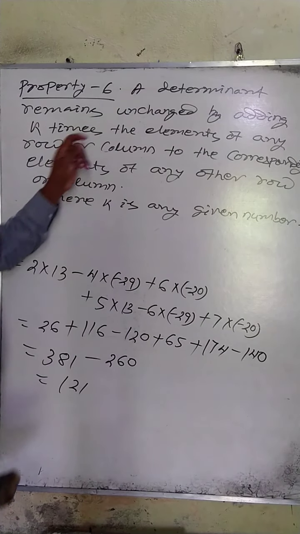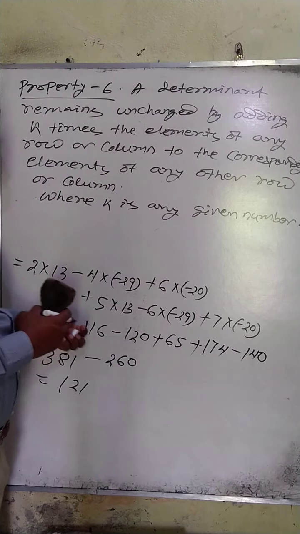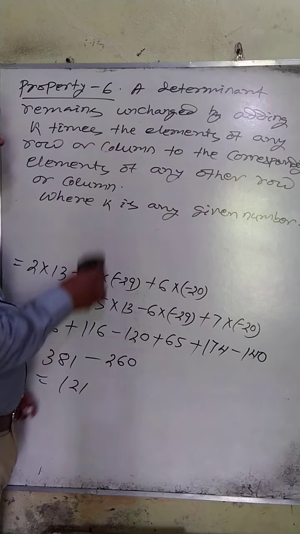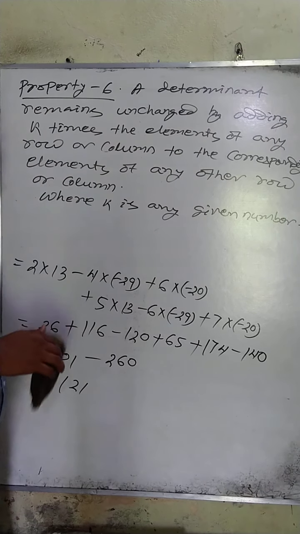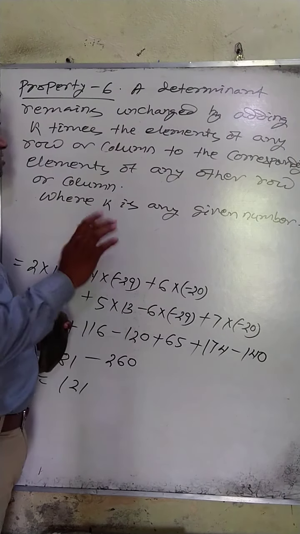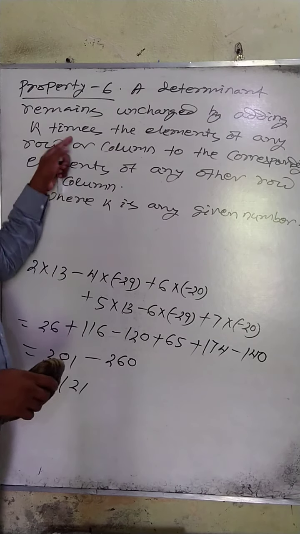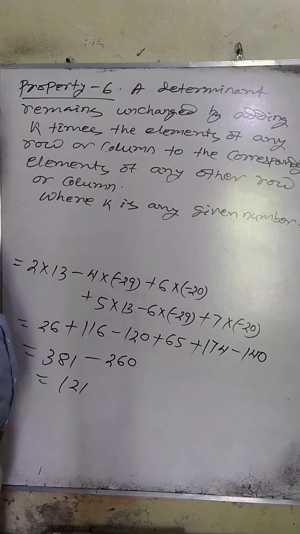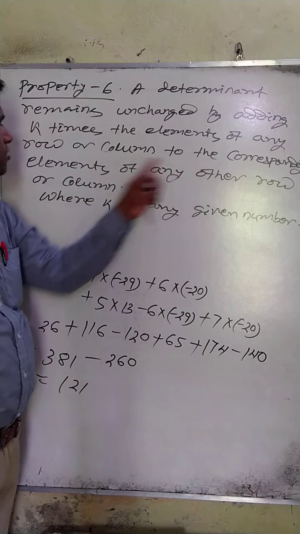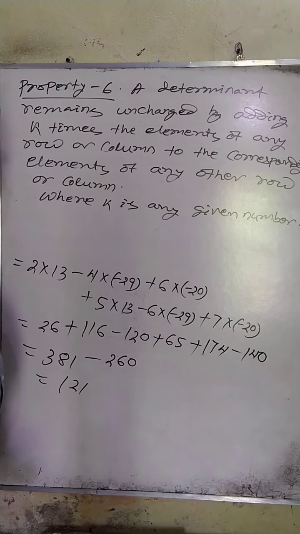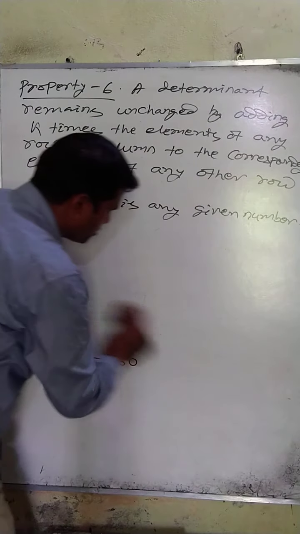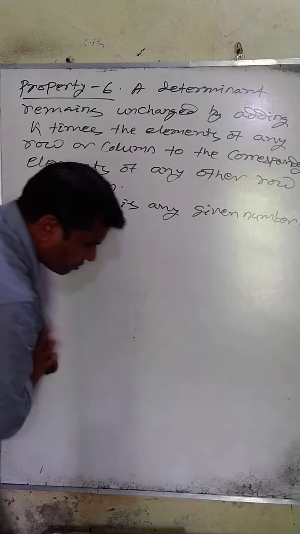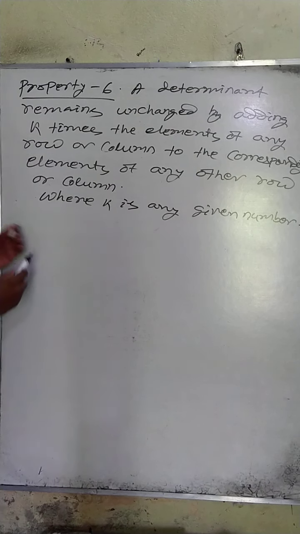This property says that a determinant remains unchanged by adding k times, where k is any given number, maybe 2, 3, 4, 5, etc., times the elements of any row or column to the corresponding elements of any other row or column, where k is any given number. Now we prove it.